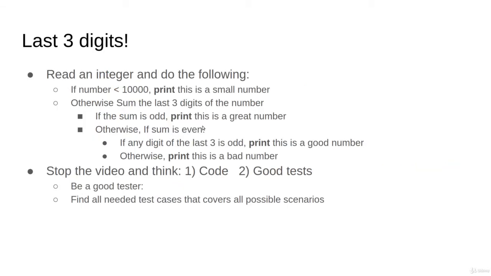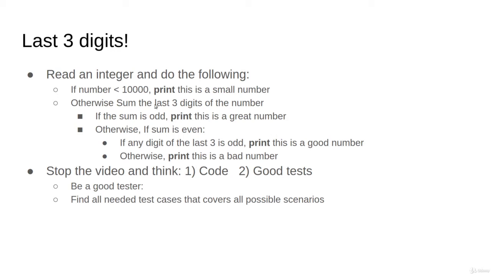Okay, let's move to another program. You will read an integer. If the number is less than 10,000, you print the number is small. Otherwise, you sum the last 3 digits of the number. If the sum is odd, print that this is a great number. Otherwise, if the sum is even, and any digit of the last 3 digits is odd, print this is a good number. Otherwise, print this is a bad number.